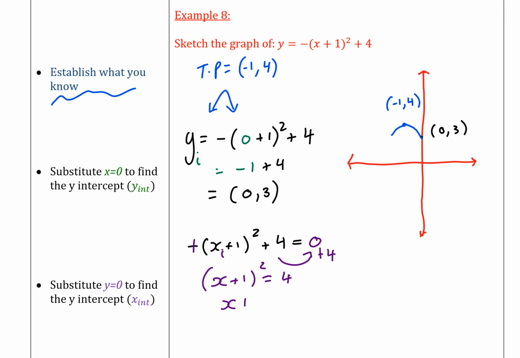That is, x plus 1 is equal to plus or minus 2, that's the square root of 4, and x is equal to minus 1 plus or minus 2. That is, negative 3, 0, and positive 1, 0. So I know that that's there, and that's there. We'll label it negative 3, 0, 1, 0.